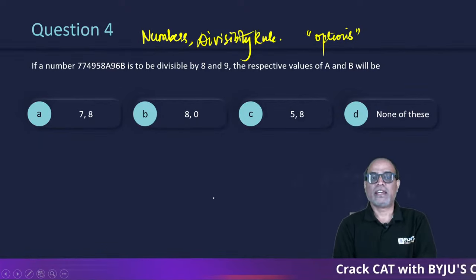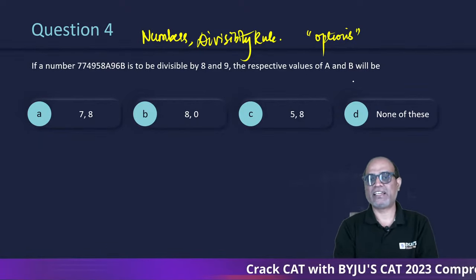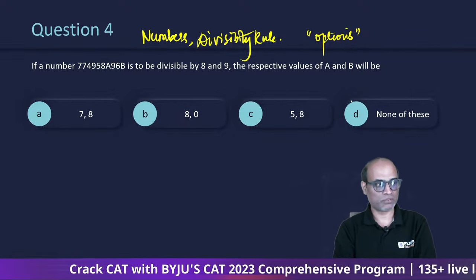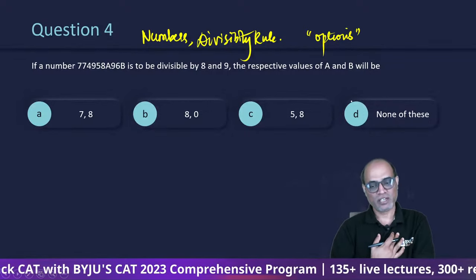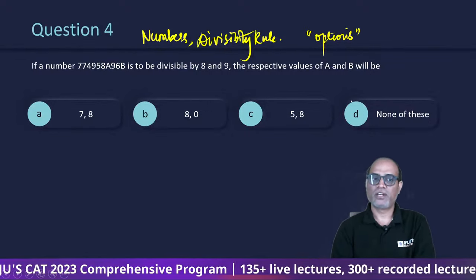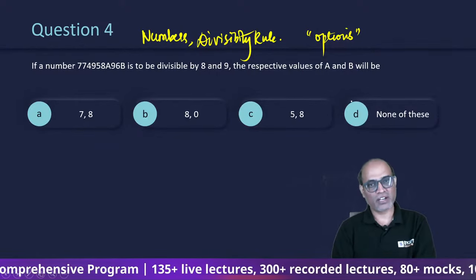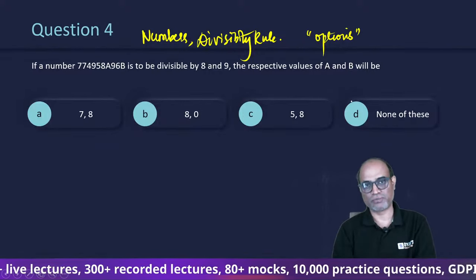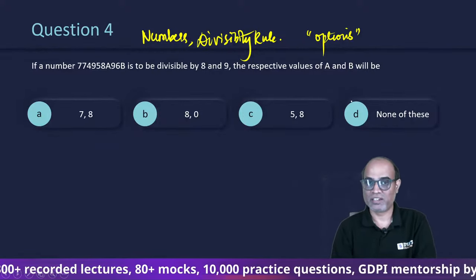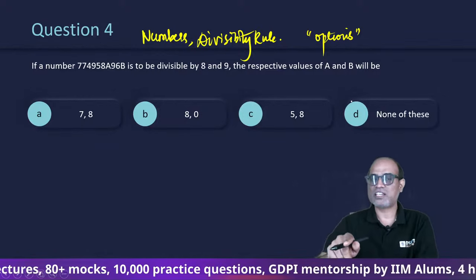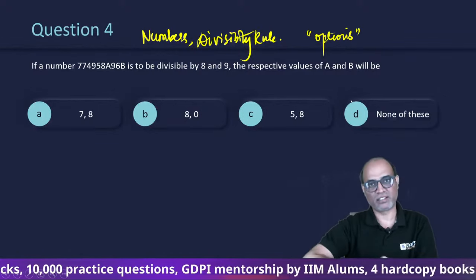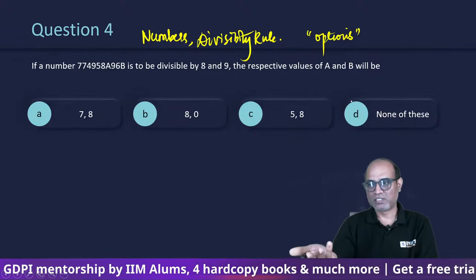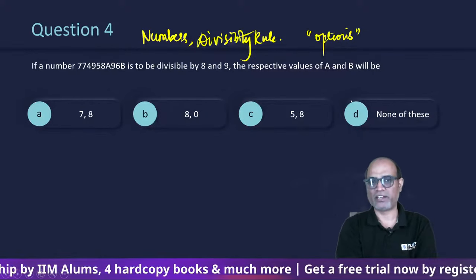Fourth question. If this huge number is divisible by 8 and 9, the respective values of A and B will be... See, this question has none of these. Normally, what I have seen over the years, and I've been writing CAT for almost a decade now, none of these is rarely the answer. So you can say this question is easier because you have only 3 options to select from. None of these generally isn't the answer. It may backfire, but because of none of these, sometimes we have to solve the entire thing, which is way more time consuming than gambling that none of these isn't the answer, and trying the rest.